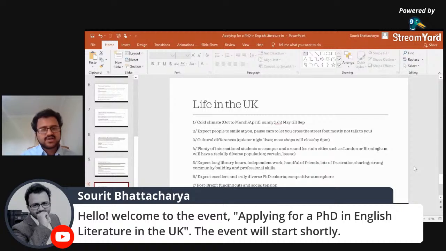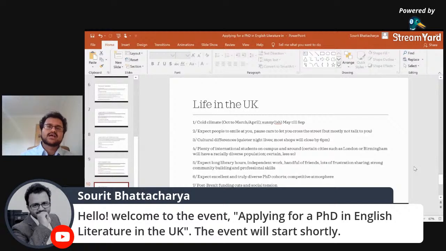Expect long library hours, and expect something that is key to a PhD in the UK: independent work. Do not expect a lot of coursework or your supervisor taking care of you on a daily basis or even a weekly basis. Expect independent work and monthly contact with supervisors. That's something you should expect here. You should also expect a handful of friends.